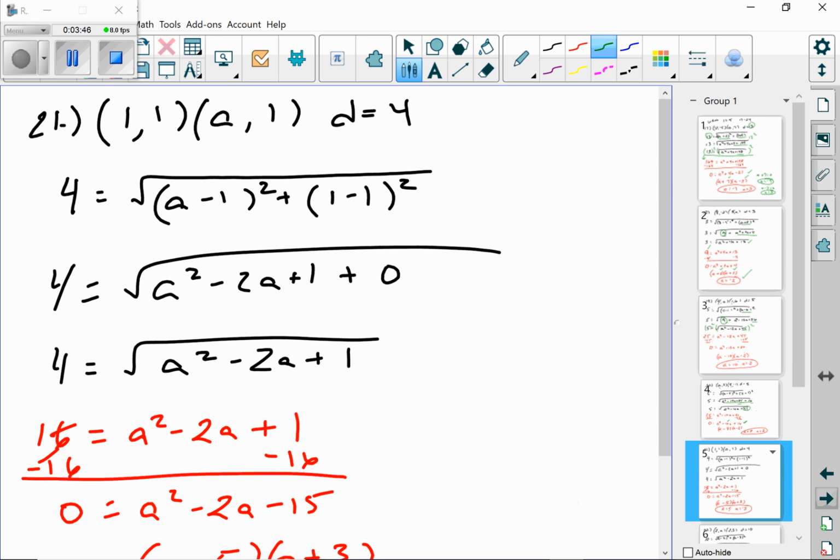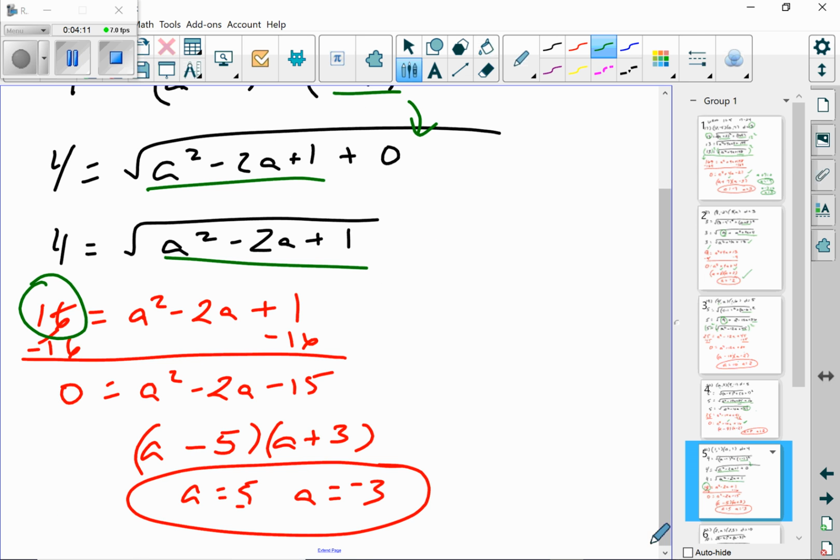21. Distance is 4. A minus 1 squared is a squared minus 2a plus 1. 1 minus 1 is 0. 0 squared is 0, so you put a 0 there. It's no big deal. A squared minus 2a plus 1 plus 0 is just a squared minus 2a plus 1. Square both sides is 16 on the left, and then the expression here with no radical sign on the right. Move 16 over, you get negative 15. It factors into a negative 5, positive 3 for a negative 2 in the middle. Solve it. You get positive 5 and negative 3 for the solutions here.